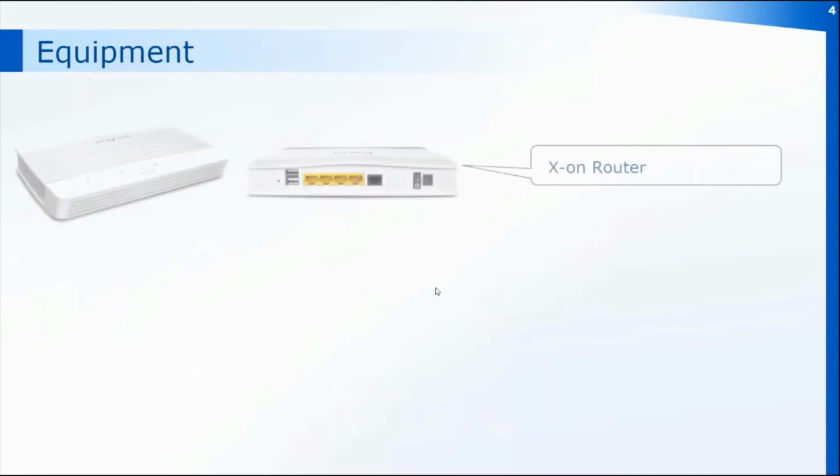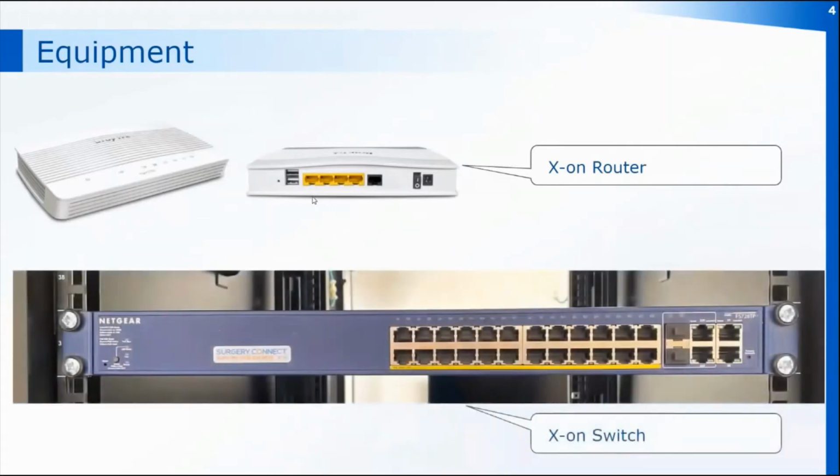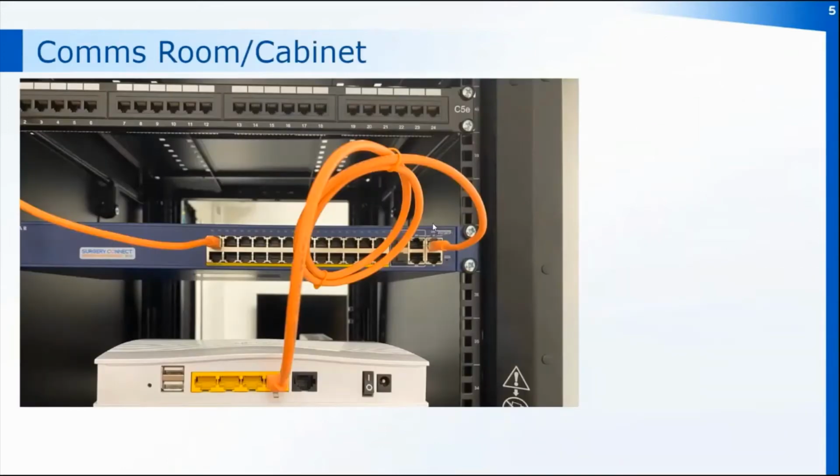So the equipment that you're going to have within the practice will be a router. So you'll see an Exxon router, which is usually a white router that looks like this, and a switch. So the router will decode your broadband signal and then push it through the switch, which will then send it out to the different extensions within the practice. Both the router and the switch are normally in the comms room or in a comms cabinet, depending on how large the practice is. And we can see here that we've got our Exxon router.